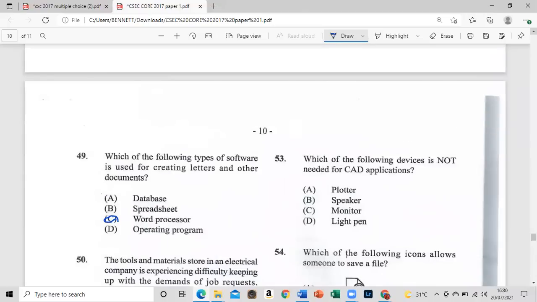Which of the following device is not needed for CAE or CAD application? Is it a plotter, a speaker, a monitor, or a light pen? Definitely, it is the speaker.